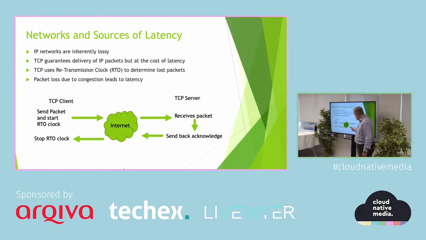So if the ACK gets lost here, and the data has been received, the sender will still resend that packet. So it's relatively inefficient. But, and this is what I mean when I say that it guarantees delivery, but at the cost of latency. Packet loss due to congestion leads to latency.